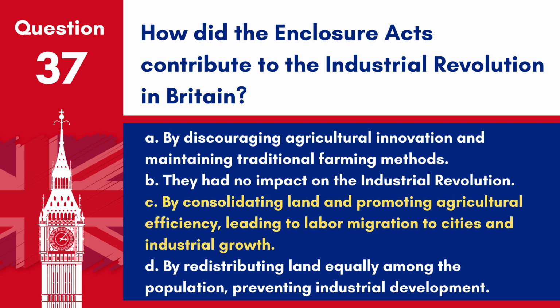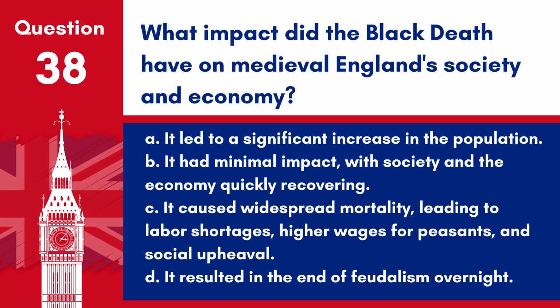Answer. C. By consolidating land and promoting agricultural efficiency, leading to labour migration to cities and industrial growth. The Enclosure Acts played a crucial role in transforming the agricultural landscape, facilitating the accumulation of capital and the availability of labour necessary for industrialisation. Question 38. What impact did the Black Death have on medieval England society and economy?